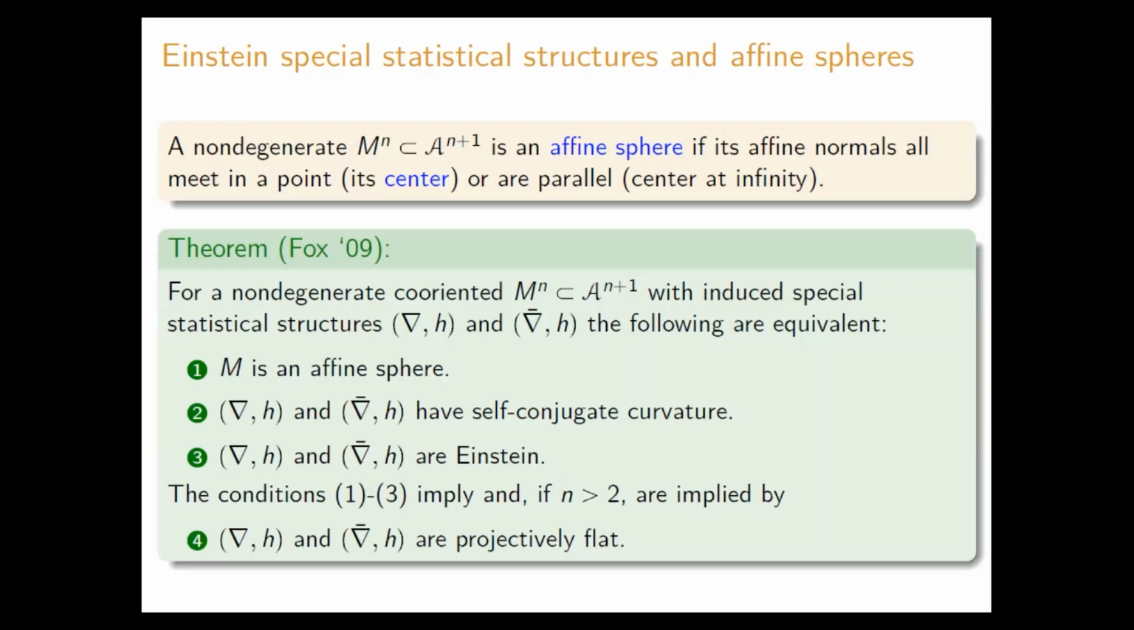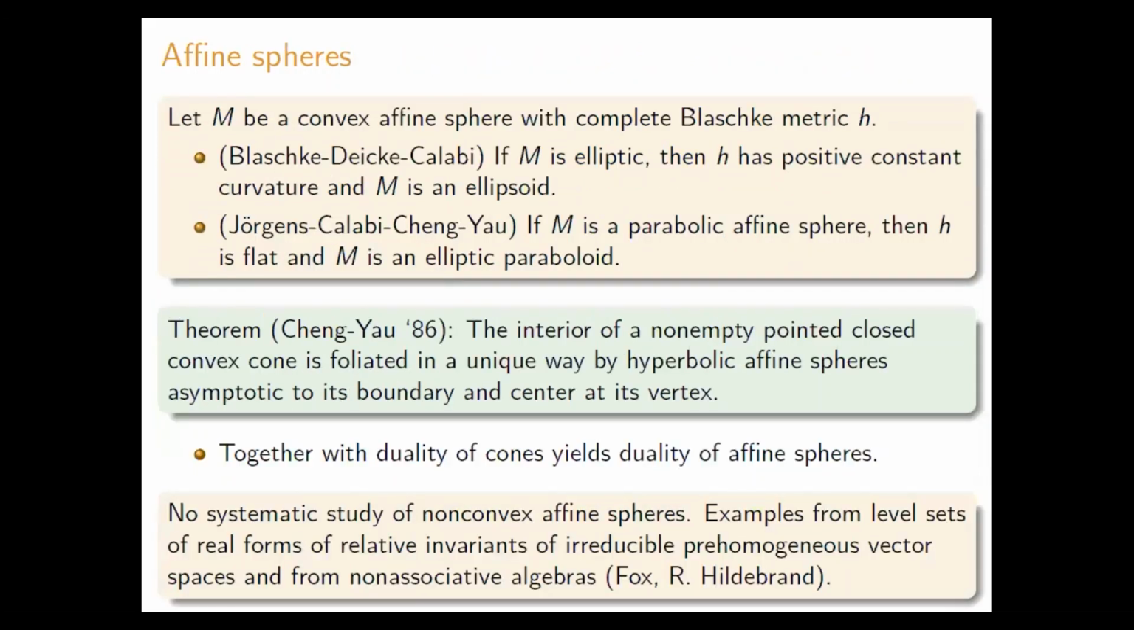These induced structures have self-conjugate curvature. They're Einstein in the sense of the preceding slide. And it actually turns out, at least when n is bigger than 2, this is the same as assuming that they're both projectively flat. So this actually, stated this way, it seems very restrictive, but in the convex case, affine spheres are well understood.